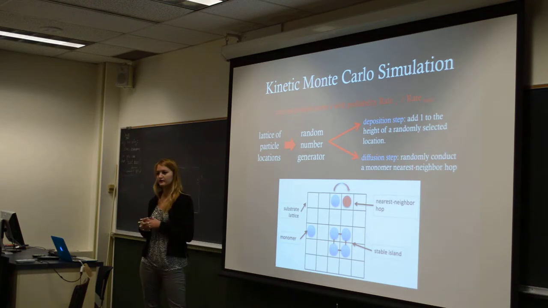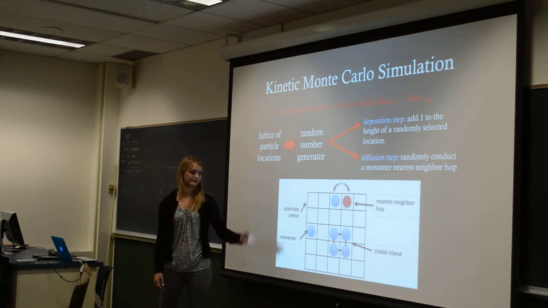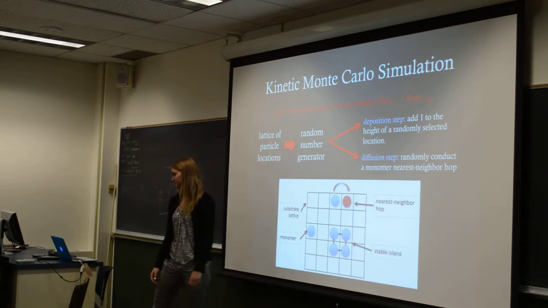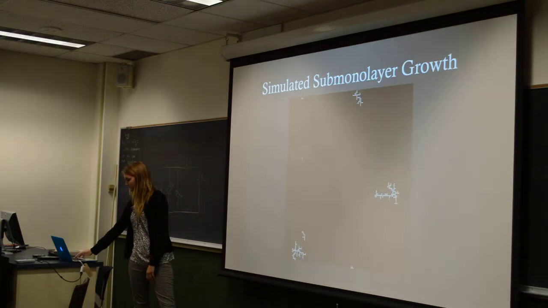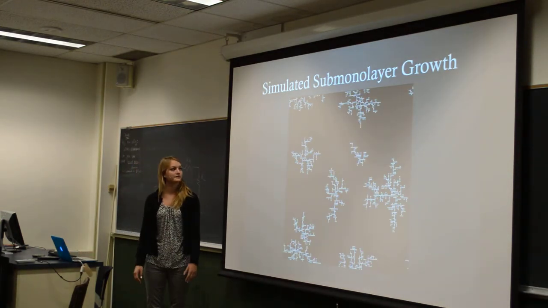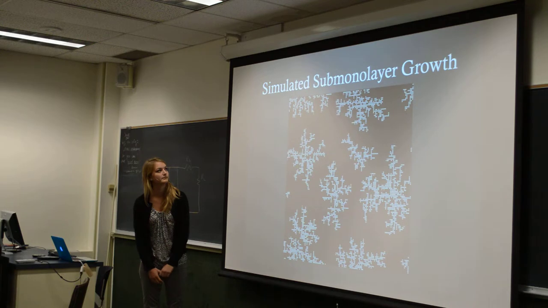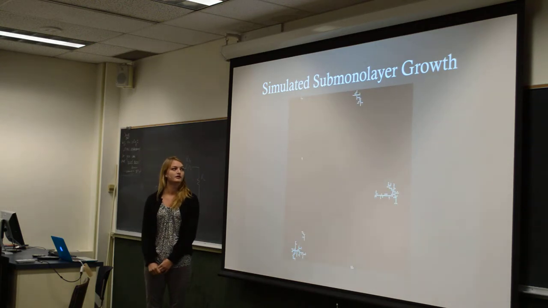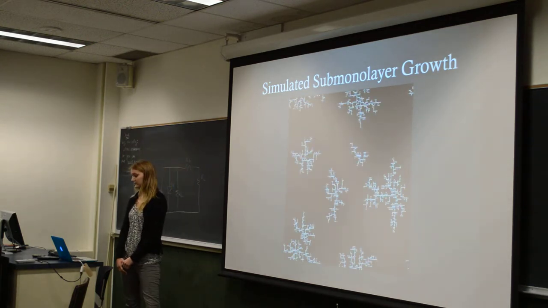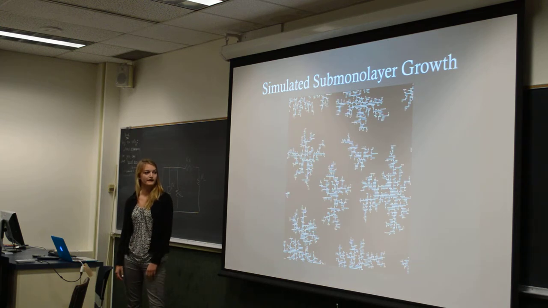And what happens is, depending on the material parameters, when monomers are adjacent to each other, they form stable islands that stop diffusing and become stationary. So this is a simulation I ran of basic submonolayer growth. And you can see that islands are formed, and in this case, they form fractal islands.